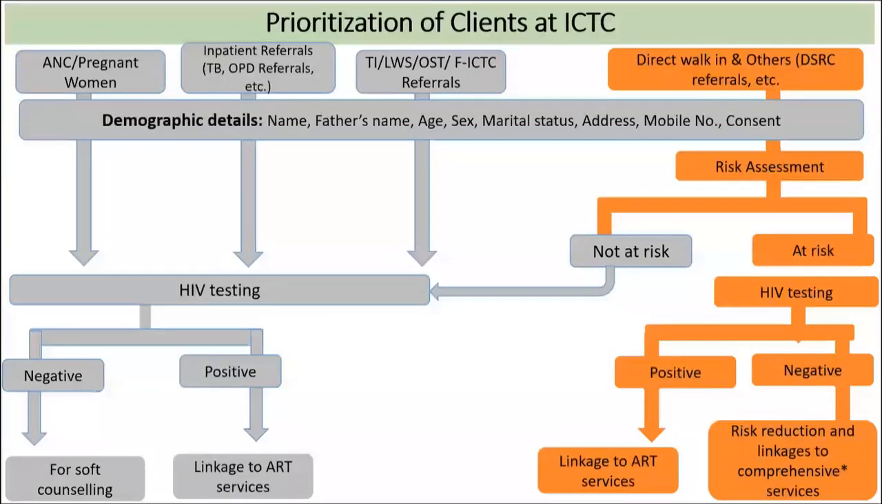They are prioritized population first. So that means we have to do those risk assessments for them, as Rajiv has explained in the earlier slides. Those who are not at risk, we will follow the normal algorithm. And those who are found to be at risk, we will do the HIV testing. Then, if they are found to be positive, they will be linked to the services. And if they are negative, then there are techniques for risk reduction and linkages to the comprehensive services.